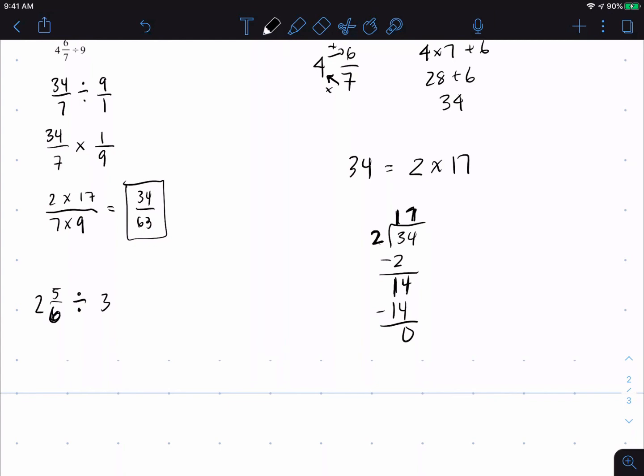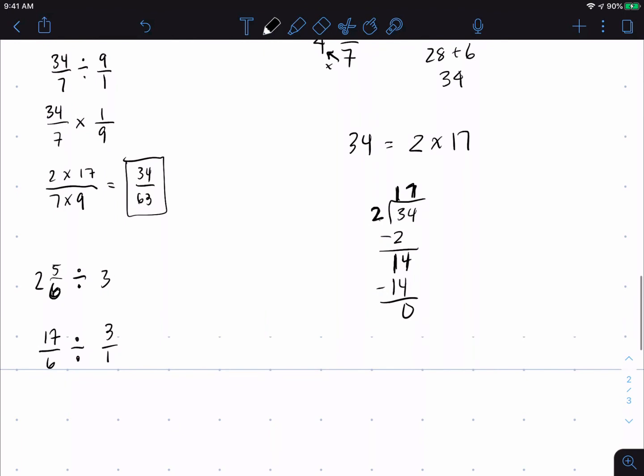Now here, this mixed number, when I go to change it to an improper, I'm going to go 2 times 6 is 12, plus 5 is going to give me 17 over 6, and then I'm going to divide by 3 over 1. That's going to become 17 over 6 times 1/3. And 17 is a prime, so I can't break that down. So that's going to be 17 over, what's 6 times 3? 6 times 3 is 18. Since the numerator is smaller, that is the answer.